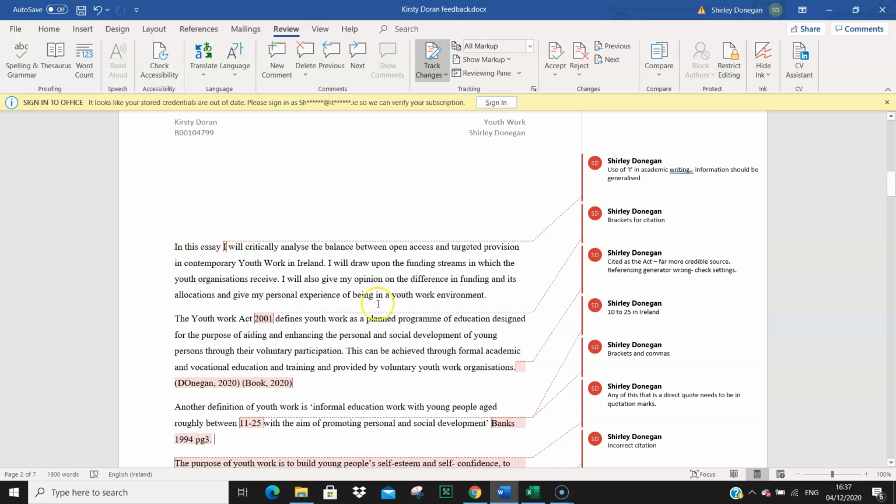We would always either use past tense or generalize that information. So in this case, in this essay, the balance between open access and targeted provision in contemporary youth work in Ireland will be critically analysed. Information will be drawn from funding streams which youth organisations receive and the difference in funding and allocations within the youth work environment, or some such.